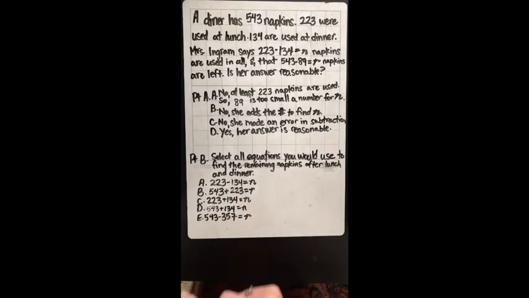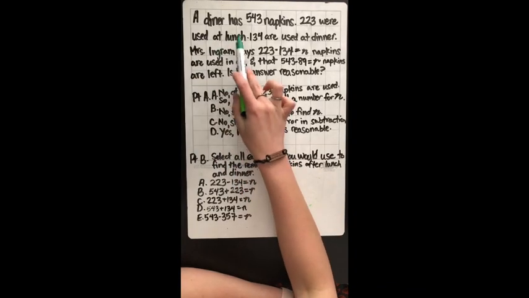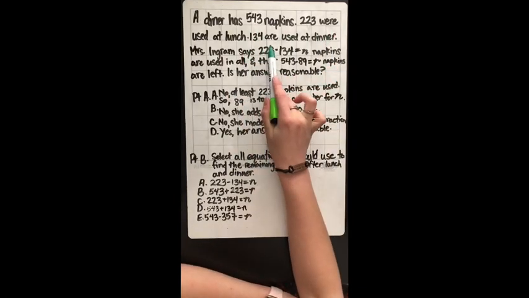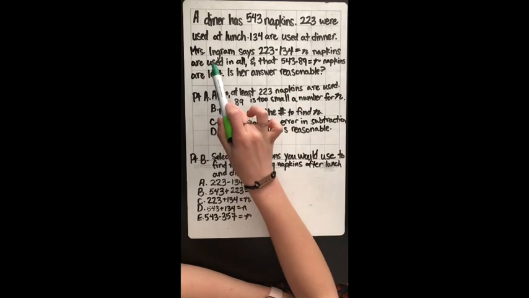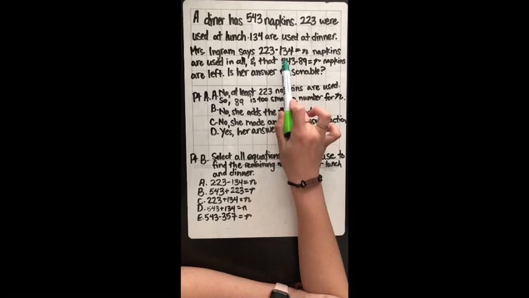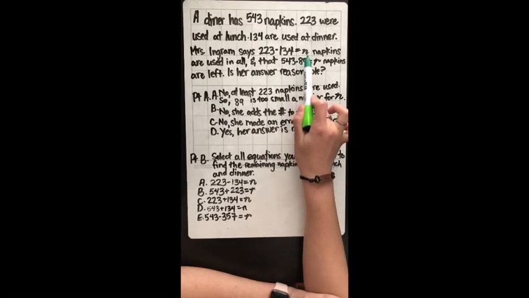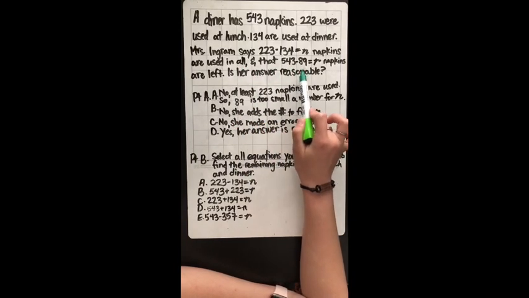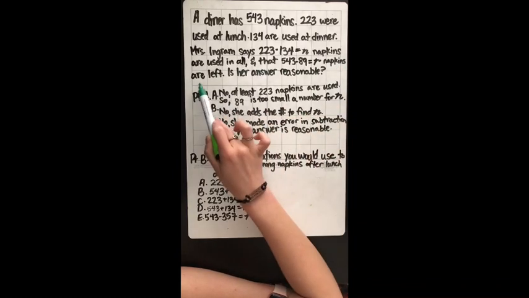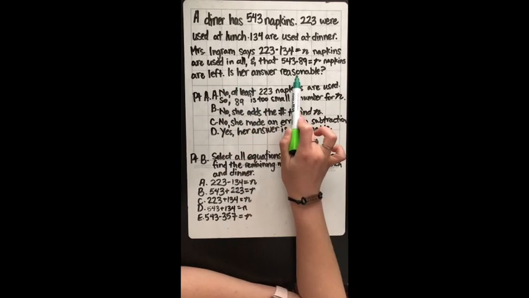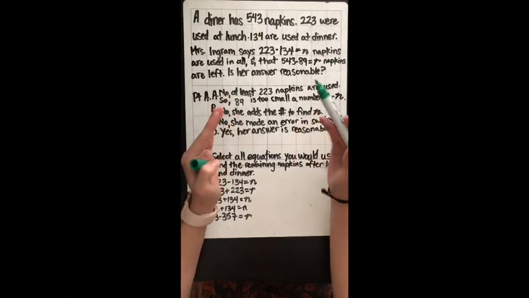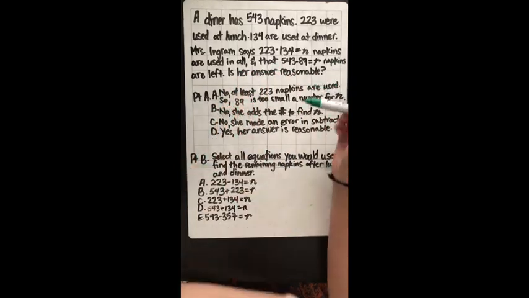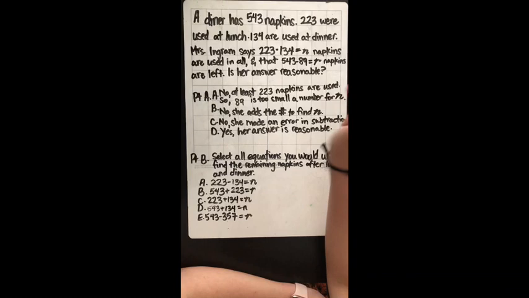All right, this question tells us a diner has 543 napkins. 223 were used at lunch, 134 are used at dinner. Mrs. Ingram says 223 minus 134 would give us N napkins used in all, and that 543 minus 89 equals R napkins would show us how many are left. Is her answer reasonable? All right, so this question is asking us, is this the math? Does this show you how you should solve the problem the correct way, or is it wrong and why?